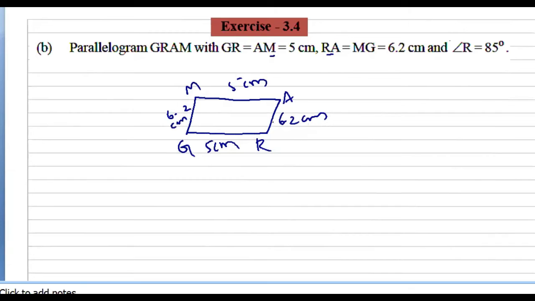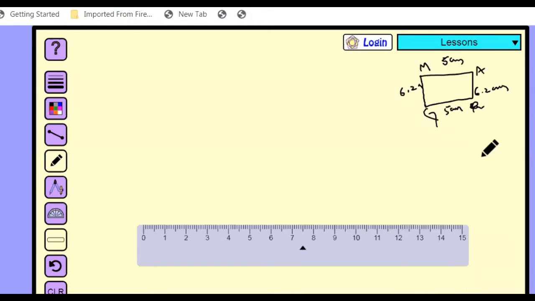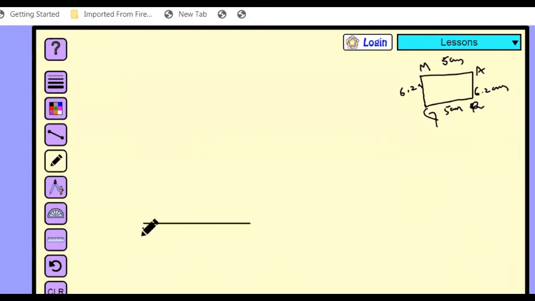Then angle R here we have 85 degrees. So angle R is not a special construction, so we need to draw 85 degrees by using the protractor. Now draw a line segment GR of length 5 centimeter, and label it with G and R, 5 centimeter.